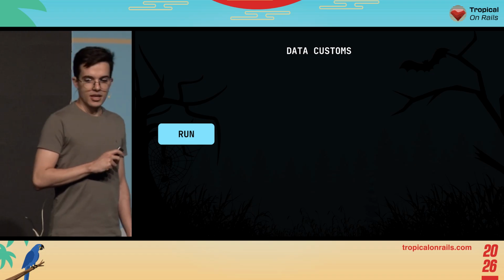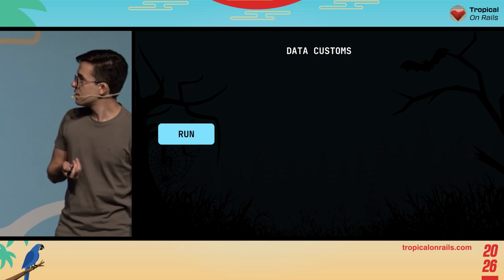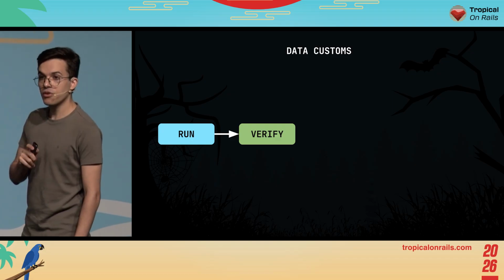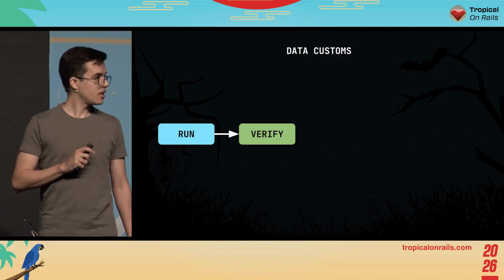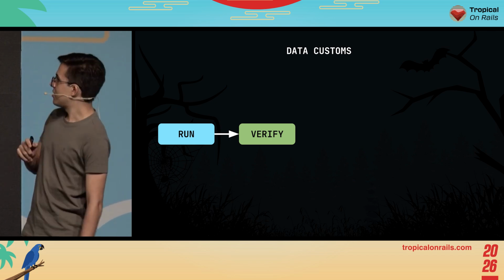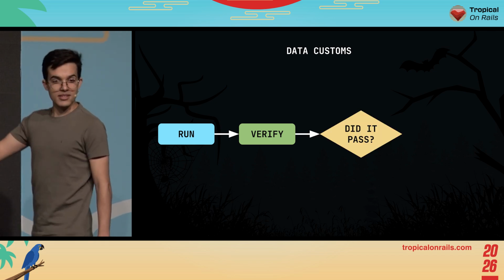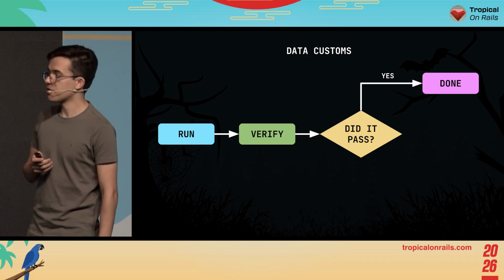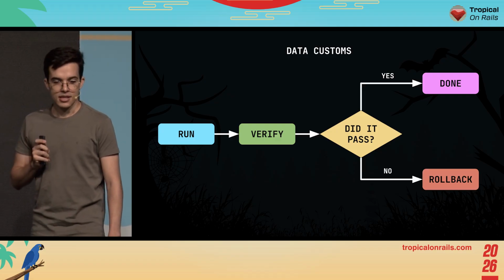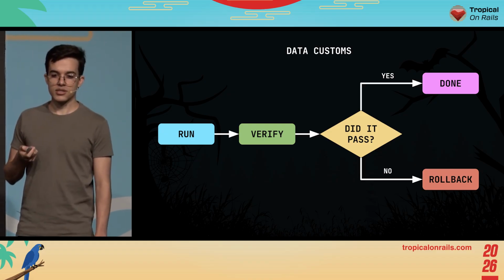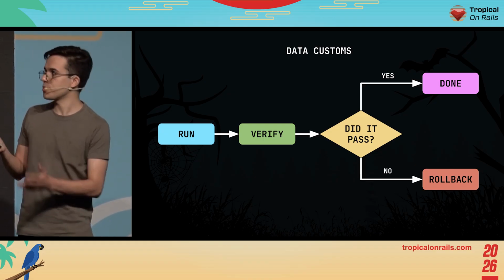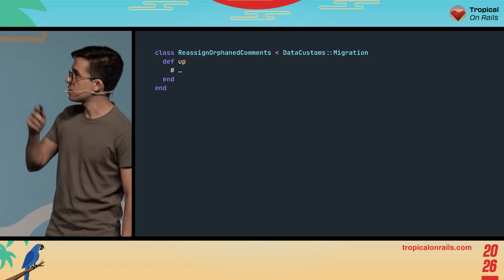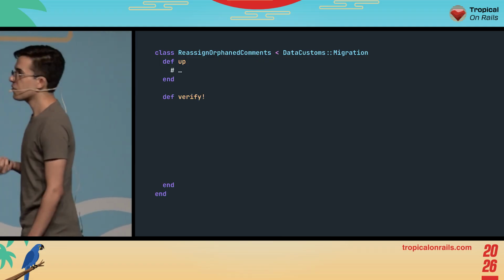So with data migrations, instead of just shipping the migration code, you also ship a verification step to confirm that the work was done correctly. So this is basically a test, and we will check if the test passes. If it passes, then yes, your data migration ran correctly. But if it didn't pass, then we will roll back all the work so your data is not left in this weird in-between state. So this is what it looks like. You define your data migration code in the up method, and then you define a verify method.